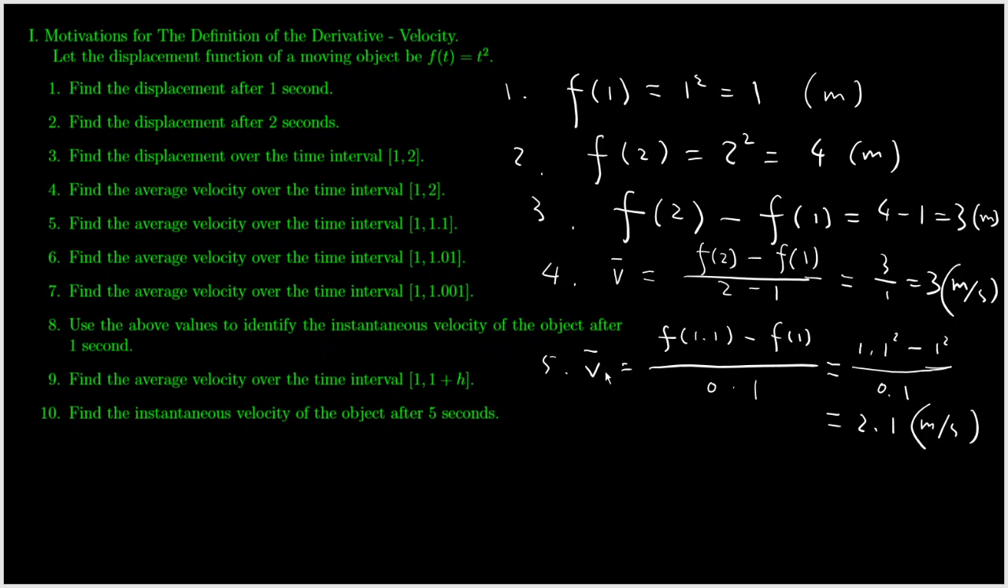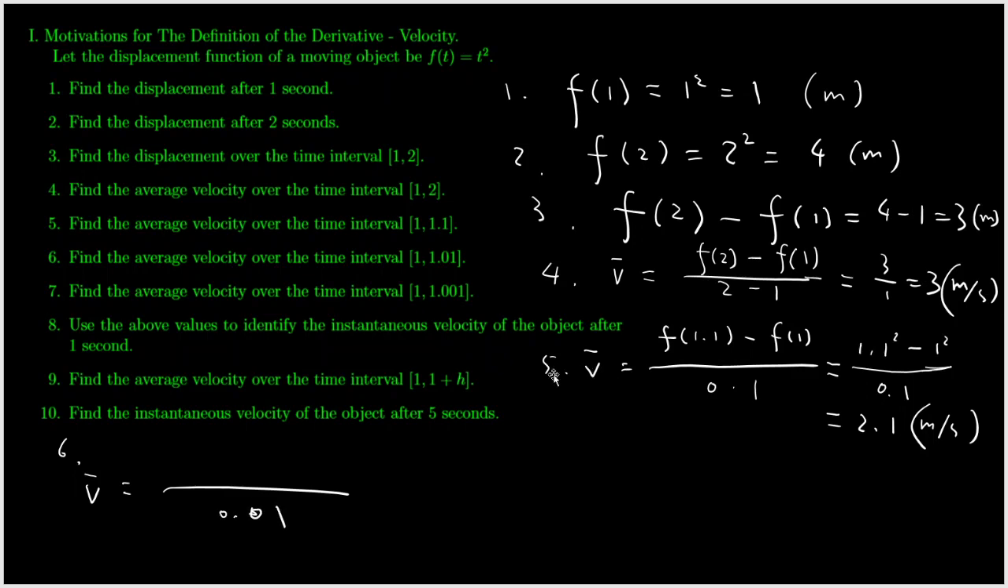Now let's do question number 6. I believe I have enough space to put question number 6 in here. In question number 6, we're trying to get the average velocity of the object over the time interval from 1 second to 1.01 seconds. I want you to know the time interval is shorter than in question number 5, right? So for question number 6, the average velocity is computed using, in the denominator, the time elapsed, which is 0.01.